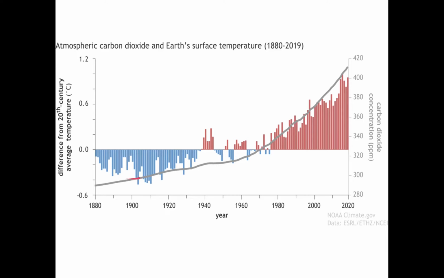But this gray line is carbon dioxide, and carbon dioxide absorbs heat in the atmosphere. In fact, carbon dioxide is the most important element of the atmosphere that absorbs heat. And carbon dioxide in the atmosphere has gone from about 290 parts per million to about 414 parts per million. Humans have never been alive at a time when there was this much carbon dioxide in the atmosphere.